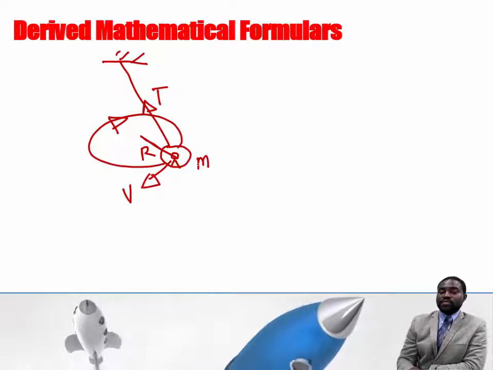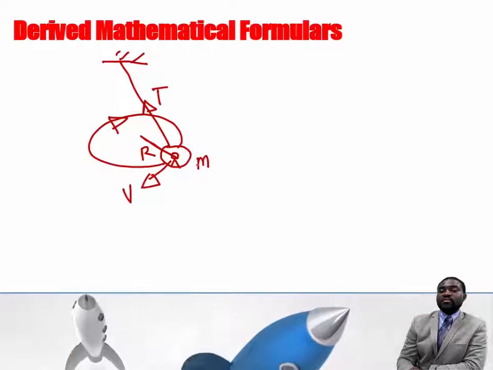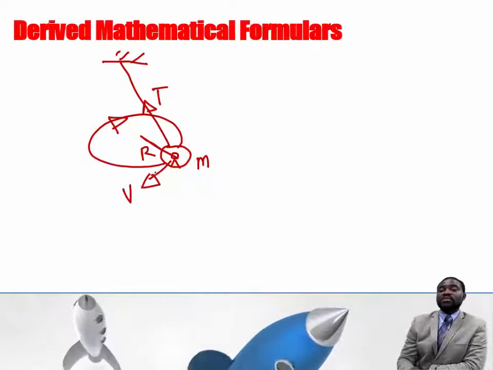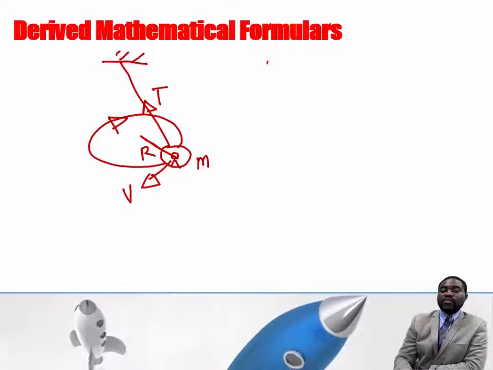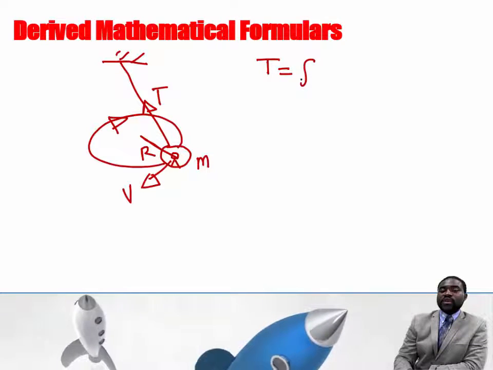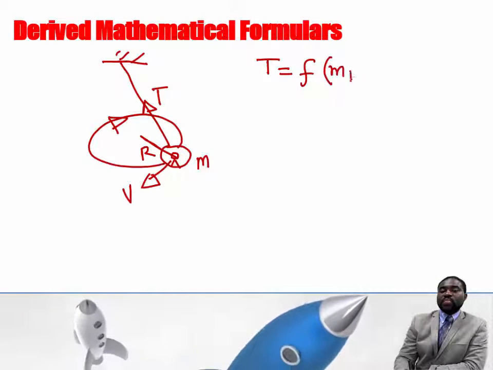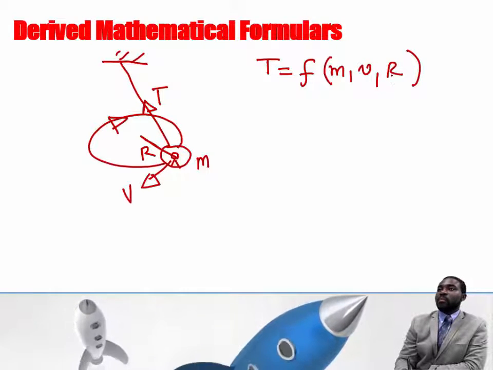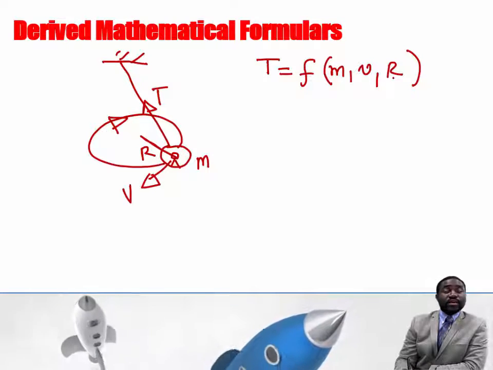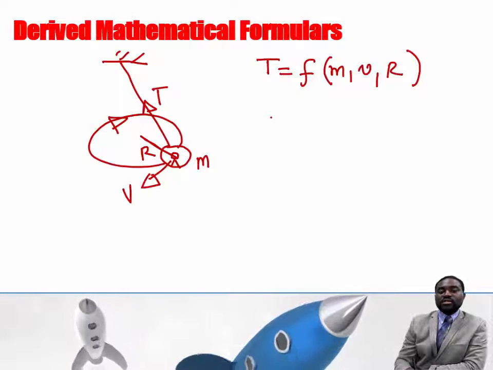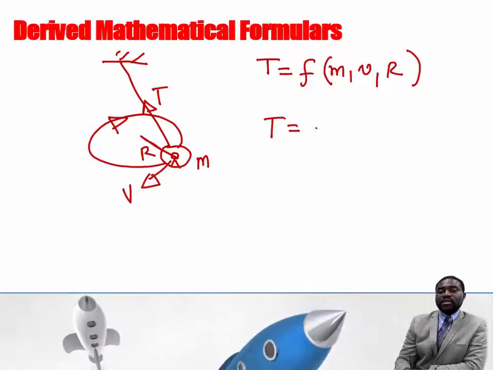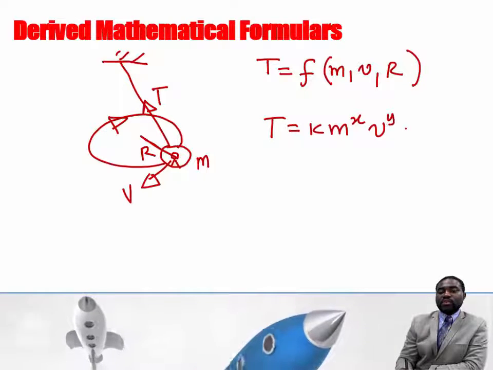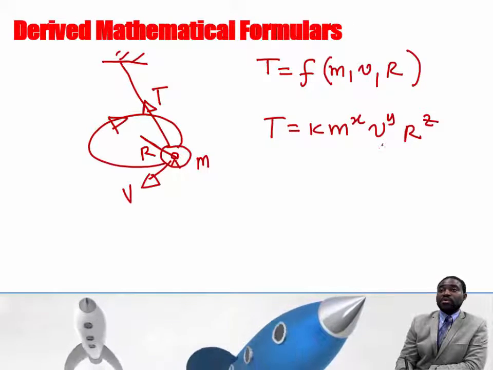You were wondering how the tension in the string depends on these factors. So all you need to do is identify the factors. You have M, V, and R. Are we together? So this means that T is equal to a constant k, M raised to the power x, V raised to the power y, and R raised to the power z.